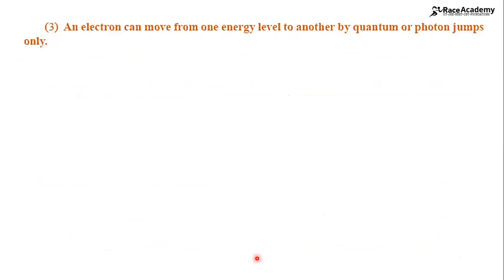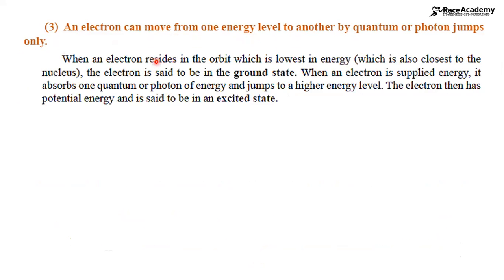Moving on to the third one, an electron can move from one energy level to another by quantum or photon jumps only. When an electron resides in the orbit which is lowest in energy, which is also closest to the nucleus, the electron is said to be in the ground state. When the electron is supplied energy, it absorbs one quantum or photon of energy and jumps to a higher energy level. That electron then has higher potential energy and is said to be in an excited state.